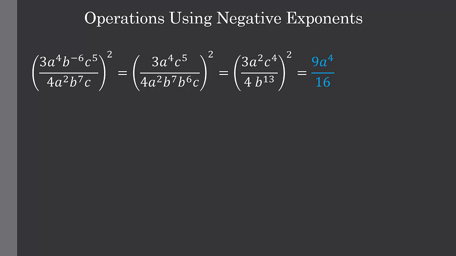We're going to get a to the 4th because we're multiplying 2 times 2, which is the outside exponent and the exponent of the a. The same goes for b to the 13th, which is multiplied by 2, b to the 26, and the c to the 4th, which is the exponent of 4 multiplied by 2, we get c to the 8th.